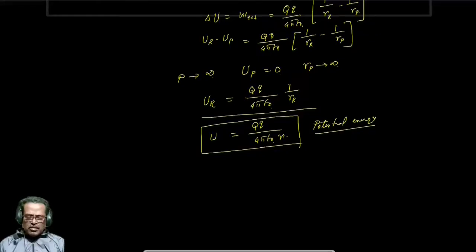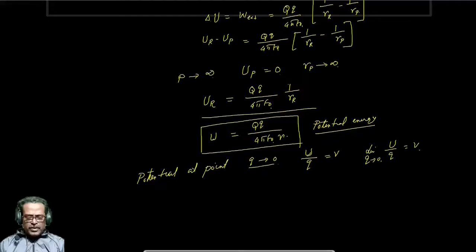Now, potential at a point. Potential at a point is defined when a negligible test charge is brought from infinity to distance R. That means when q tends to 0, U by q is equal to V. Or we can say limit q tends to 0, U by q is equal to V. So if we simply divide this, we get the potential at a point, V is equal to q by 4 pi epsilon 0 R.